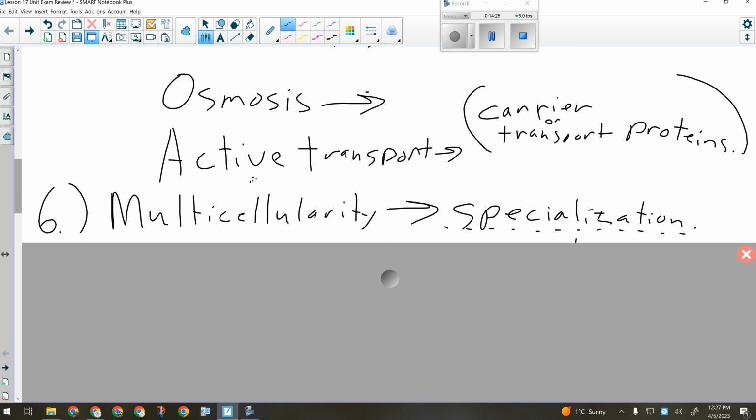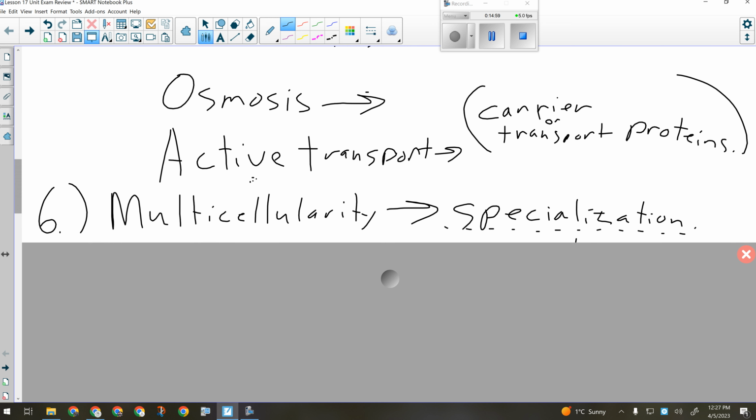Then we talked about multicellularity. If something is multicellular, it must have specialization. What does specialization mean? Each cell carries out its own specific job and does it best. Right.